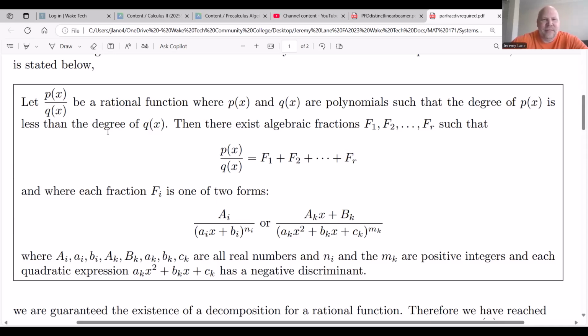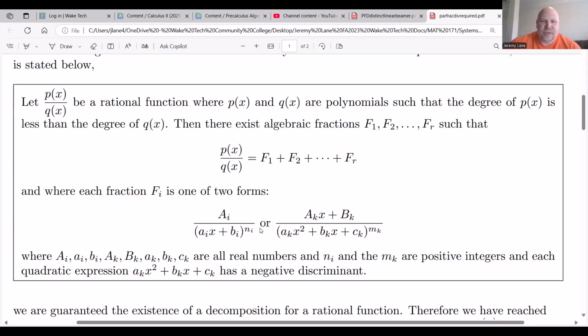Once you have a proper rational function, you have the ability to write it out as a sum of fractions in one of these forms, and the quadratics cannot be broken down any further over the real numbers. You are guaranteed the existence of a decomposition. And this is what enables us to do a partial fraction decomposition. What this does is enable us to write a complicated rational function as a sum of simpler rational functions. And this is the reason why we do it.